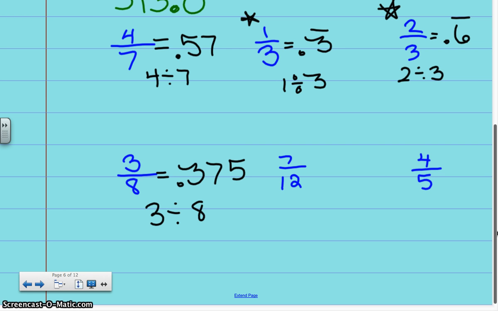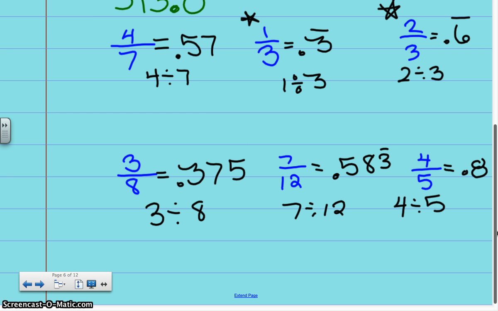Perfect. 7/12. What does that turn into, Jordan? 0.583. Repeating. Is it that whole pattern or the 3 repeats? The 3 repeats. Okay. And then tell me what you punched in. 7 divided by 12. 4/5 is another super popular and common fraction. Madison. 0.8. You got 80% if you got 1 wrong out of 5. And what did you punch into your calculator? 4 divided by 5. Perfect.